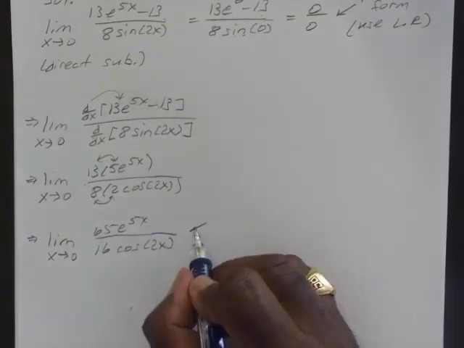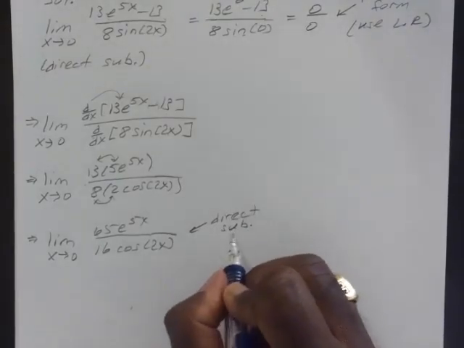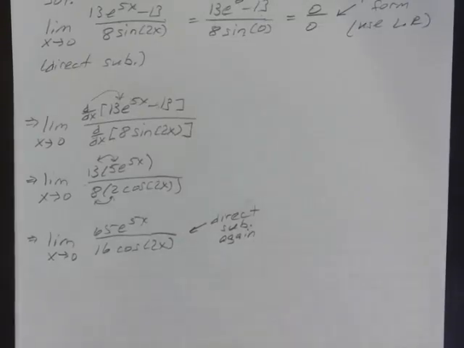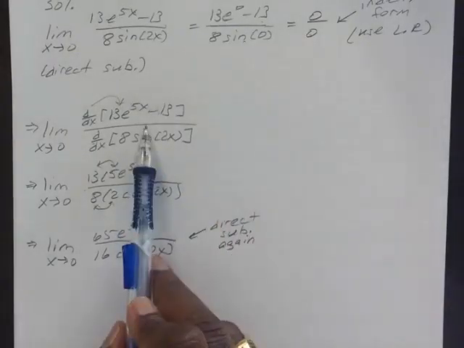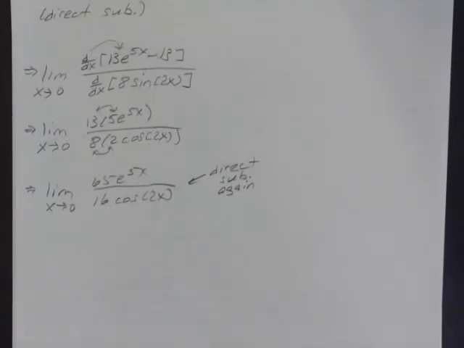Okay, so now we try our direct substitution again. So it's always going to be that cycle of direct substitution. If we get the indeterminate form, L'Hopital's rule, direct substitution. If we get an indeterminate form again, do L'Hopital's rule again, then direct substitution again, all the way until it works.